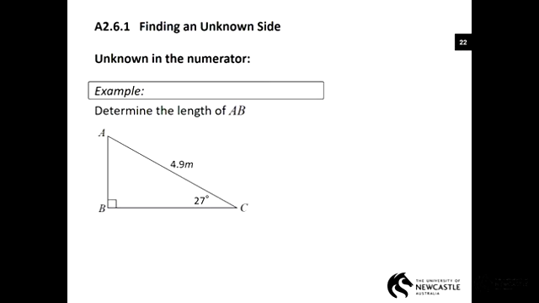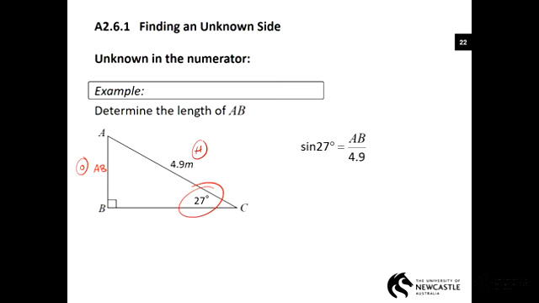All right, finding an unknown side. This is the basis of trig. Determine the length of AB. Compared to the angle we've discussed, this is the side AB, from A to B. Sine, cos or tan? Well, I've got opposite, and I've got hypotenuse. That's the first one, SOH. Sine is opposite over hypotenuse.